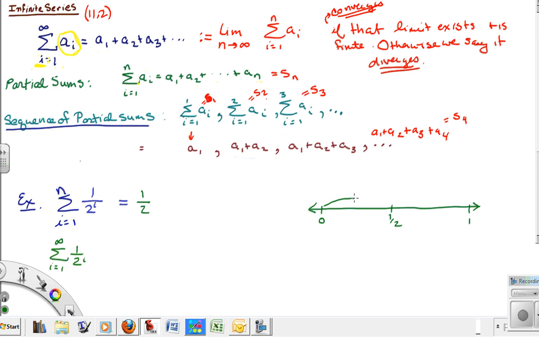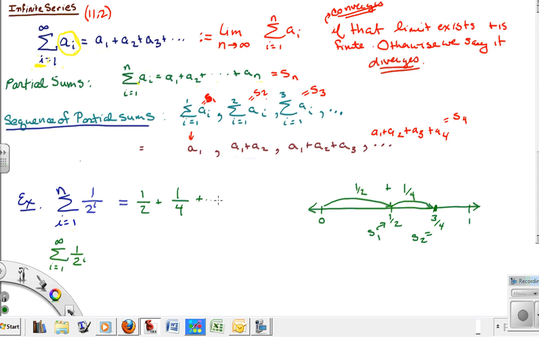So we take a 1/2. So this is going to be S1, my first partial sum. Now when n equals 2, I get 1/2 plus 1/4, right? So when I add 1/4 to 1/2, where do I get to? Well, 1/4 is half of 1/2, right? So I get halfway between 1/2 and 1, which is 3/4. So I take 1/4 and add it to 1/2, and I get 3/4. So that's going to be my second partial sum.